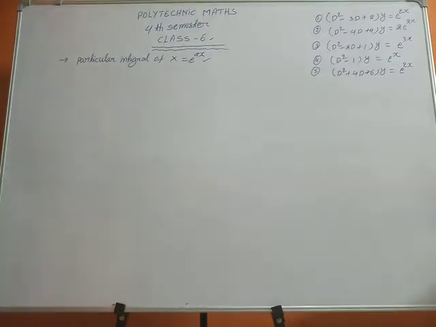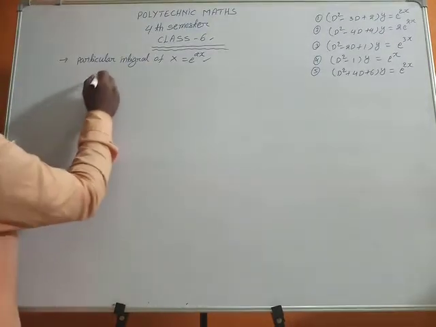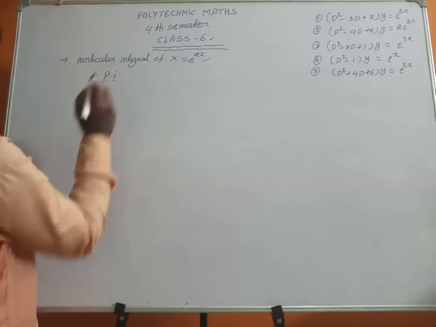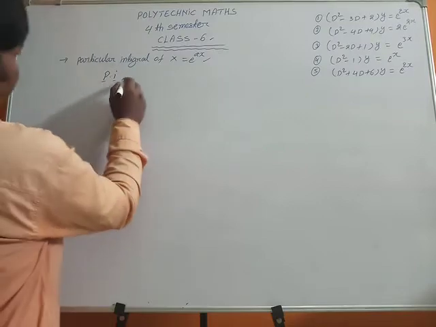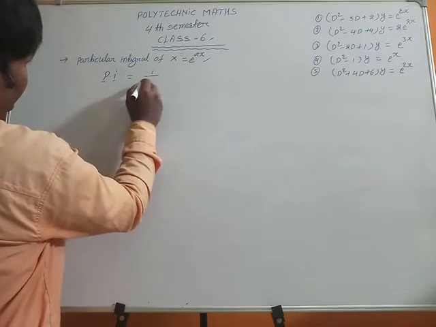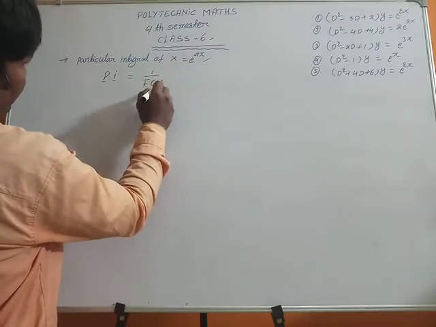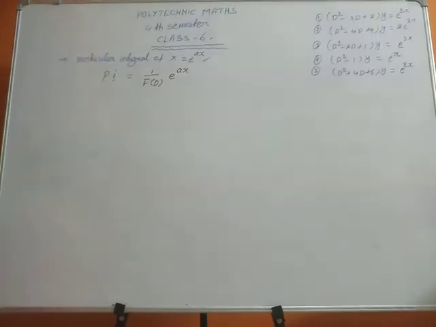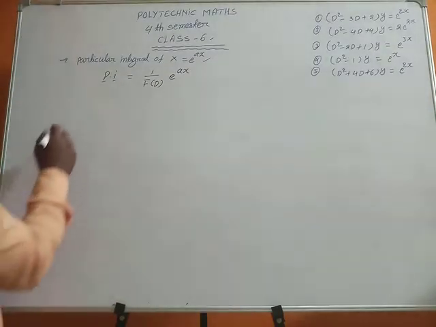So what is the particular integral? It is indicated with the short letters PI, that means particular integral. So the particular integral is equal to 1 by f of D into e to the power of ax. In this concept I will discuss 3 cases.